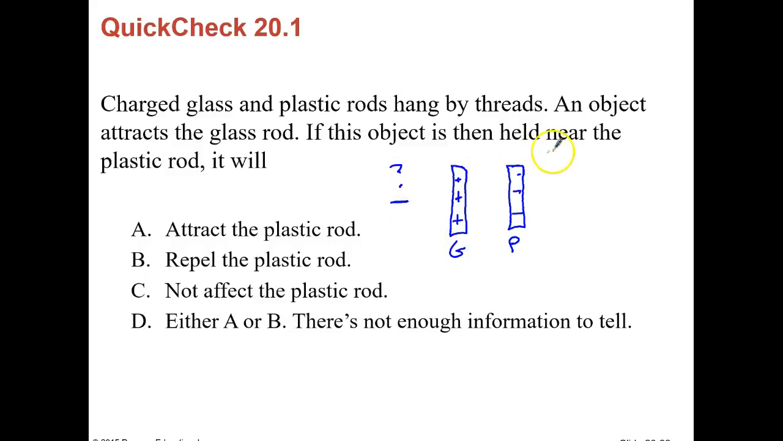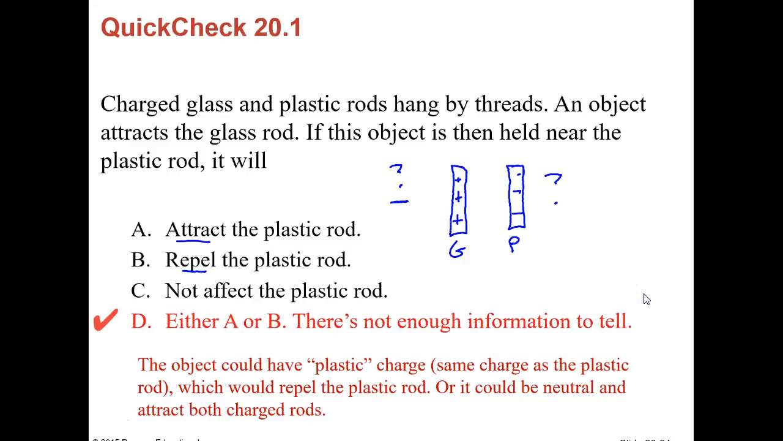If we hold this object near the plastic rod, what will it do? It's either going to attract, repel, not affect the plastic rod, or it might either attract or repel it, depending on what's going on. So for this one, we're really going to look at the answer first, and we're going to see that it could be either A or B.